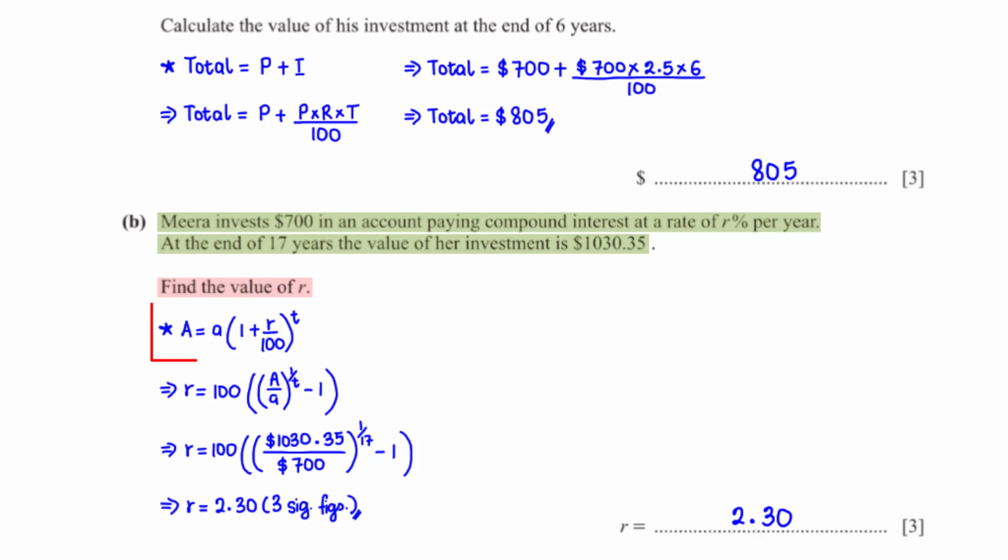In this case, we need to apply the compound interest formula. When we make r the subject, this is what we have. Big A represents the final value of the investment, which is $1,030.35. Small a represents the initial amount invested, which is $700. T is the time duration in years for the investment, which is 17. When we type this into the calculator, we get 2.30 rounded to 3 significant figures.